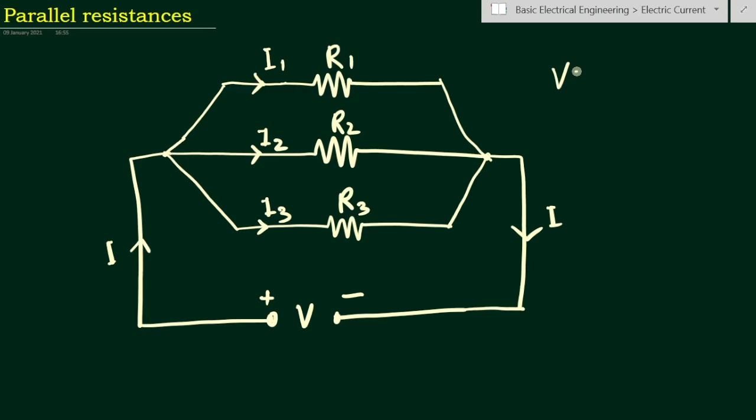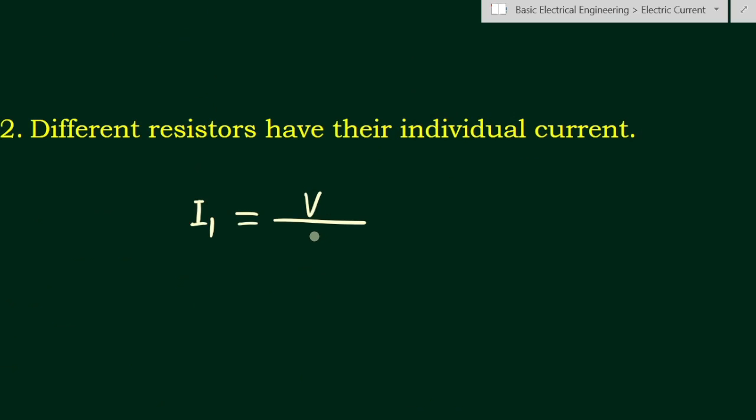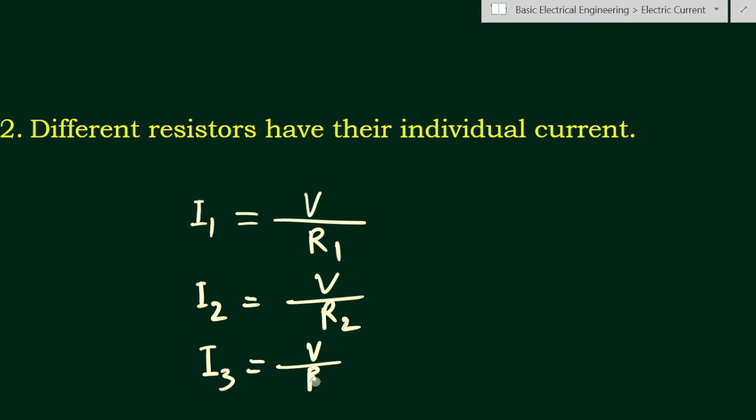So we have V equal to I1 R1. What will be the current value of this I1? Across this R1 we have the voltage capital V. So we can write I1 is equal to capital V divided by R1. Then we have I2, the current flowing through resistor R2. It will be equal to V by R2. And similarly, I3 is equal to V by R3.